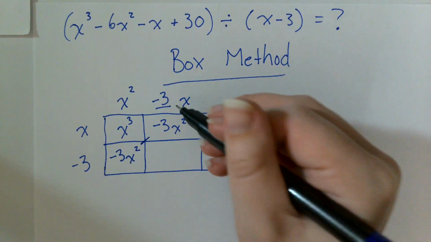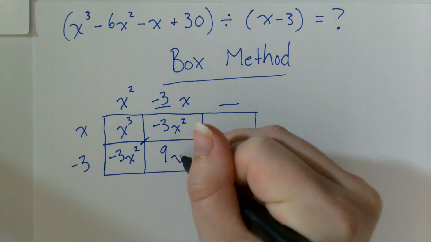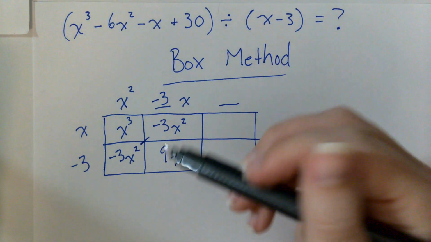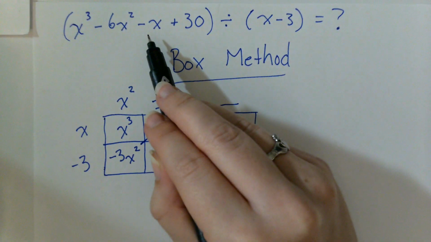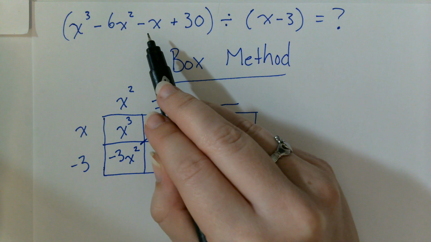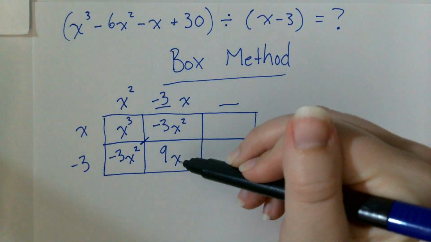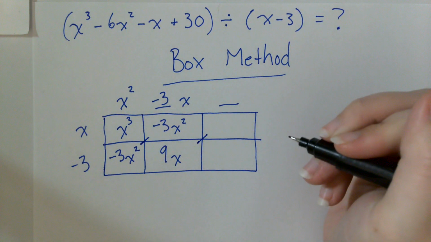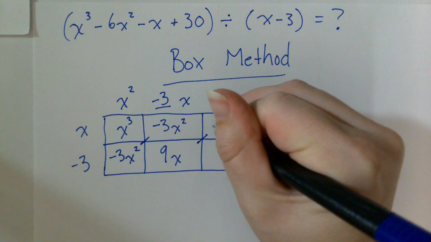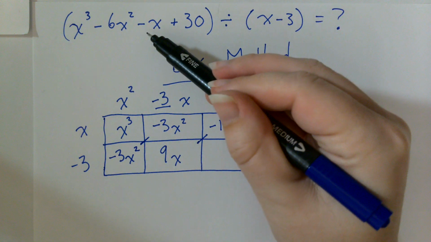And then if I have negative 3x times negative 3, that gives me 9x. Okay, now I need to start looking at this term. I want to end up with a negative x. Remember, that's a negative 1x. So I want to get a negative 1x, and I have a 9x. So that means in this box here, remember the diagonals are going to be like terms. This box needs to be a negative 10x to add with my 9x to get negative 1x.